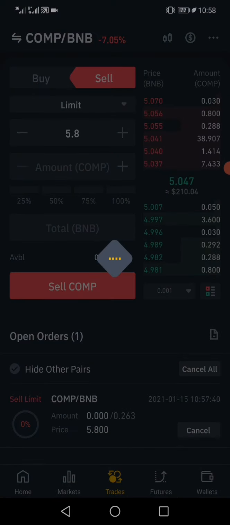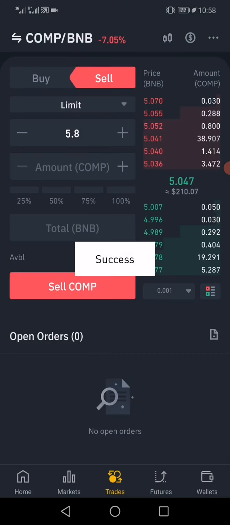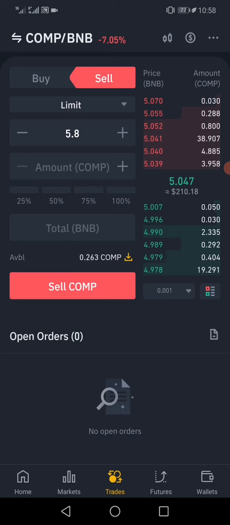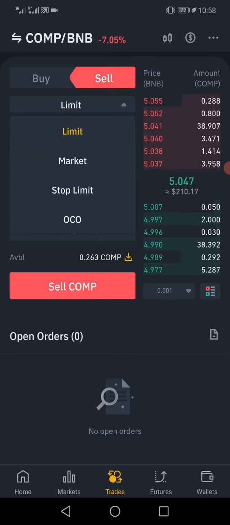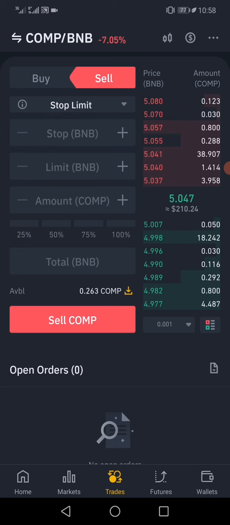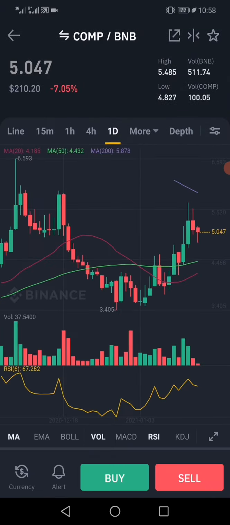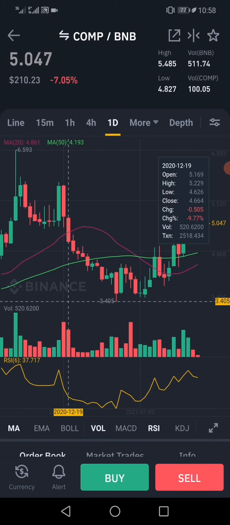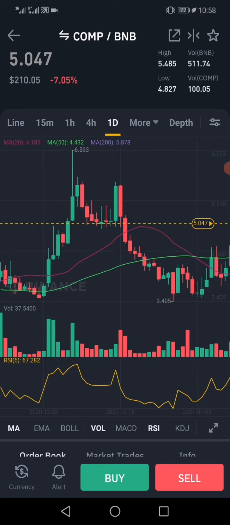The next is the stop limit order. Now, initially when I bought this compound, I bought it at around 3.4 BNB for one compound. Now, I initially had a stop limit order to sell the compound at, let's say, coming back to the charts, let's say it drops below 3.4. I wanted to sell the compound.